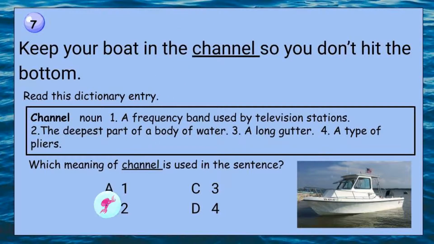If you said that the answer was B, definition number 2, then you are correct. It's not going to be a frequency from a television station, it's not a gutter, and it's not pliers. You're talking about something that's on a body of water. So definition number 2, the deepest part of a body of water, is the best definition for this example of channel. You sure did a fantastic job figuring out the meaning to all of these unfamiliar words. I had oceans of fun learning how to use context clues, didn't you?